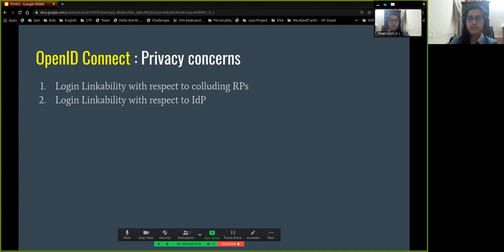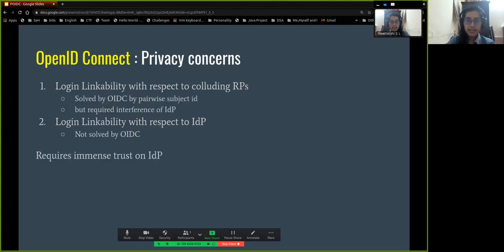So, so far so good, but it has two problems. Now we are looking into privacy, right? Now I should say that we are not looking at it from the network attack point of perspective, but with respect to the identity provider and the relying parties. So here the main two problems are login linkability with respect to colluding RPs, and login linkability with respect to identity providers.